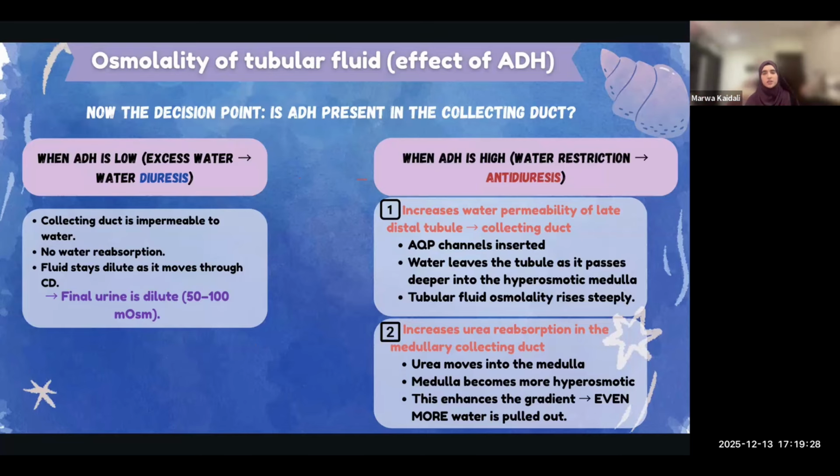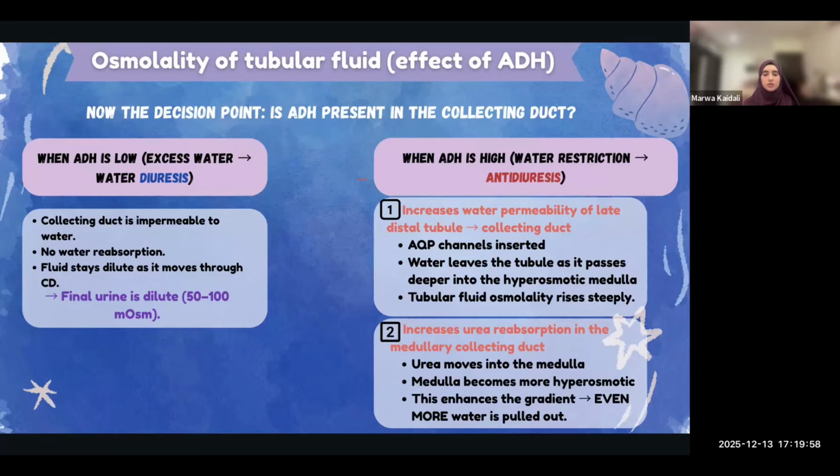As we mentioned earlier, the actions of ADH are that it's going to increase the water permeability, or basically the water reabsorption, in the late distal tubule and collecting duct, and it's also going to increase the urea reabsorption in the inner medullary collecting duct. So because we have ADH, we're going to have reabsorption of water, so we're going to have a concentrated urine. And also thanks to urea, because it's keeping the medullary interstitium hyperosmotic, it's going to keep the gradient going, and it's going to again help in keeping our urine concentrated.